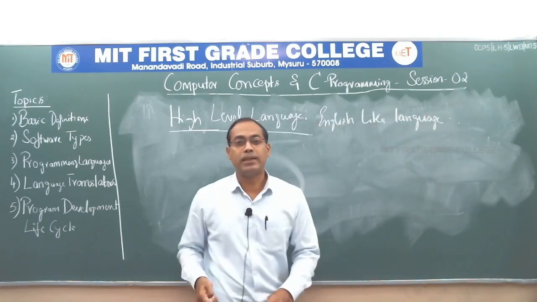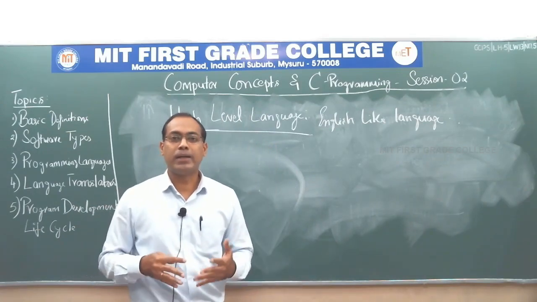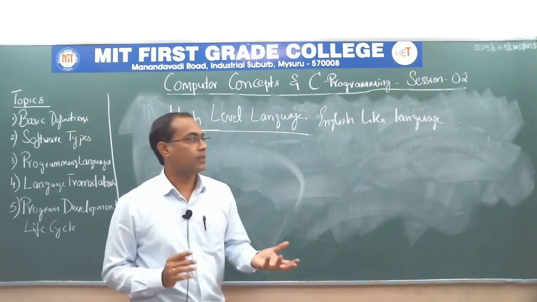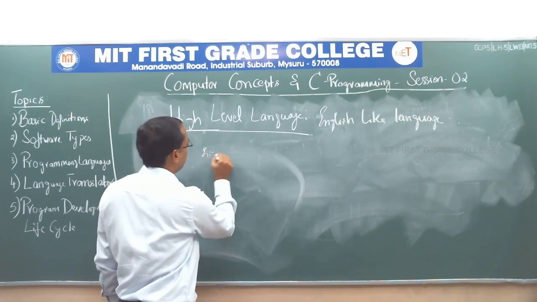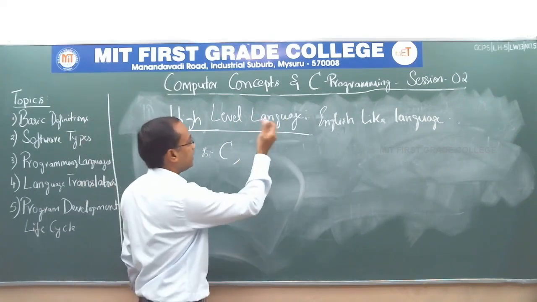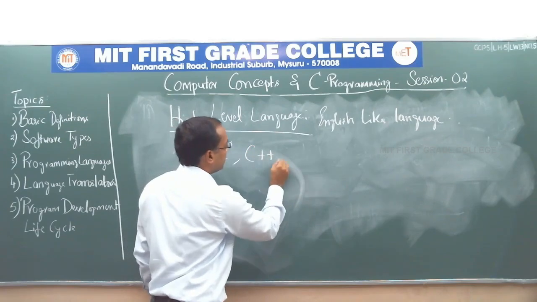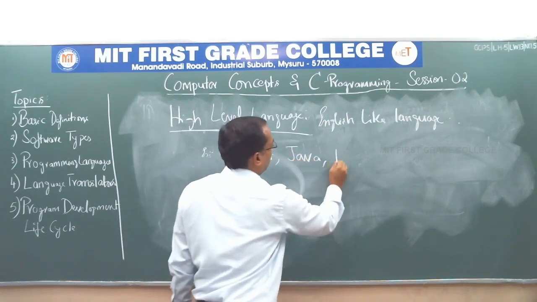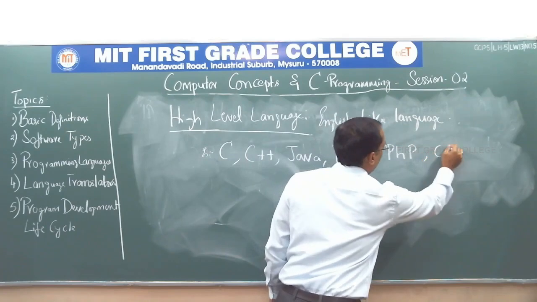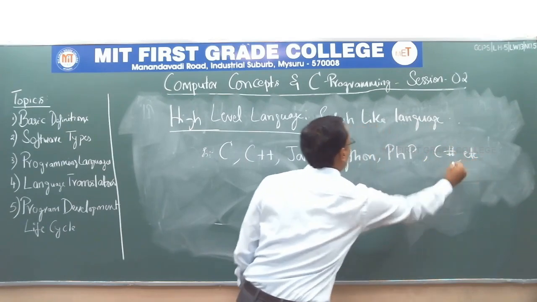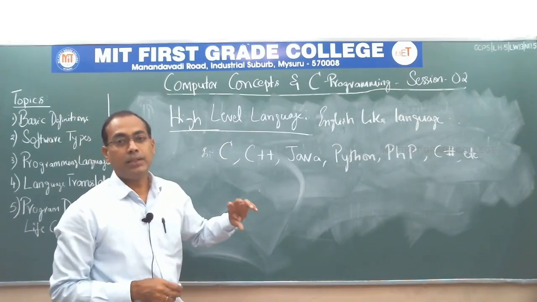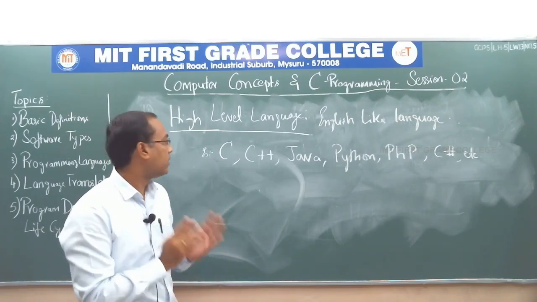Programs written using high level language will be very easy and understandable because we are using English-like language. So I'll list out some examples. C, which we are going to learn in this semester, in this course, is an example of a high level language. C++, Java, Python, which is very popular now, PHP, C#, etc. All these are examples of high level language. This high level language is the current generation programming language.